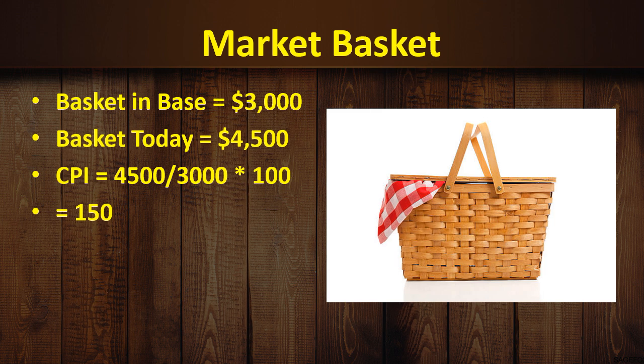Well, what's the CPI? The CPI is the basket today divided by the original basket. So the first CPI is going to be 3,000 divided by 3,000, which is 1, times 100 is 100. And so the base year is equal to 100. If the basket costs 4,500, we divide it by 3,000, multiply times 100, that's 150. So we say, oh, in the last 10 years, prices have gone up 50%.